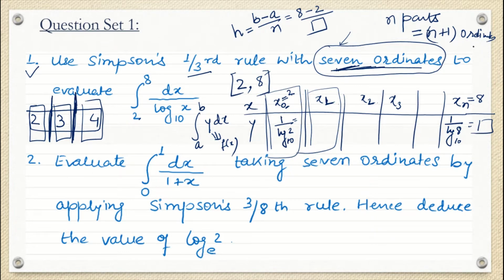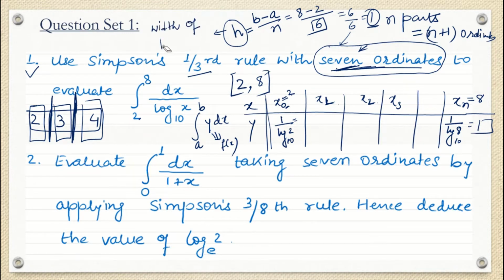So 7 ordinates means 6 partitions are needed. So here it is 8 minus 2 divided by 6. That means 6 by 6 is 1. So this 1 will be treated as h. And what is h? H is the width of each and every part. So h is the width of all equal parts. So I can write down that if this is my 2, the second will be 2 plus h. So 2 plus h is nothing but 2 plus 1, and it is nothing but 3.